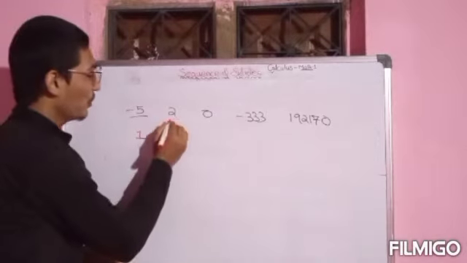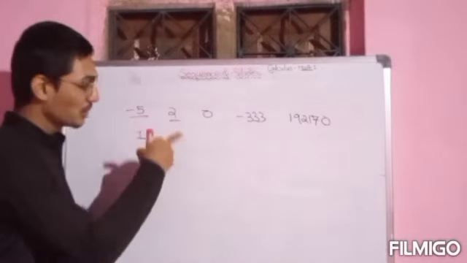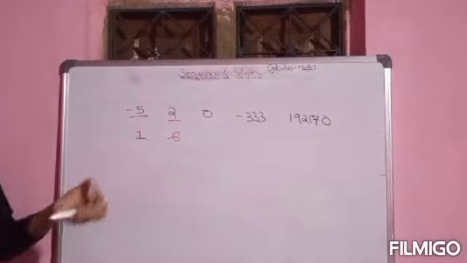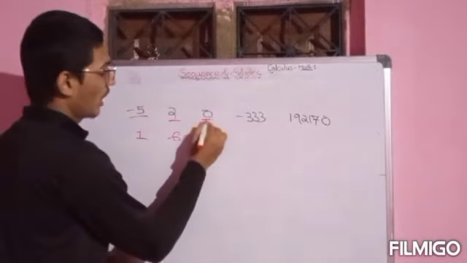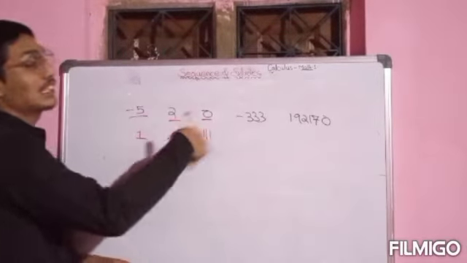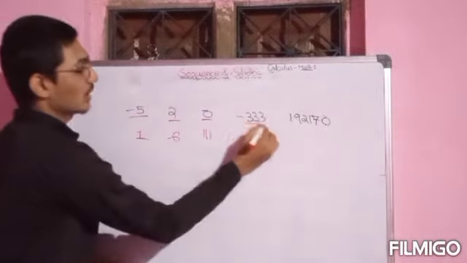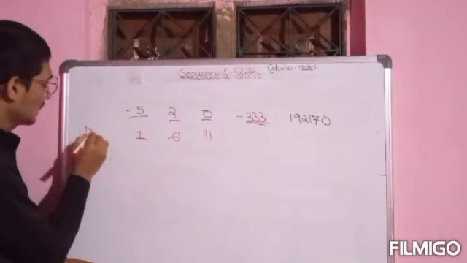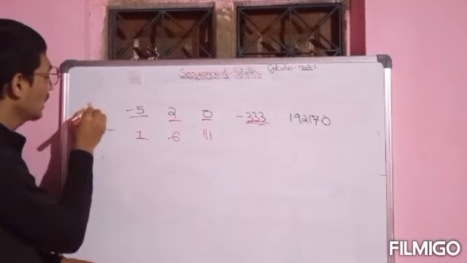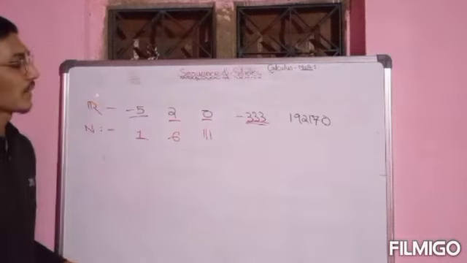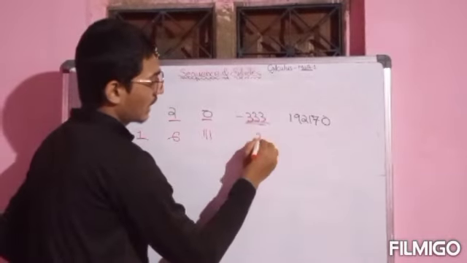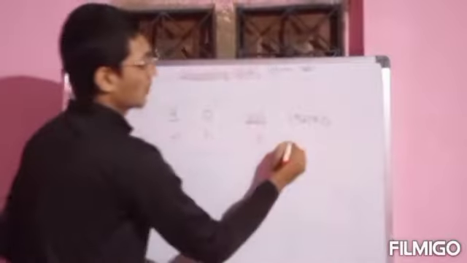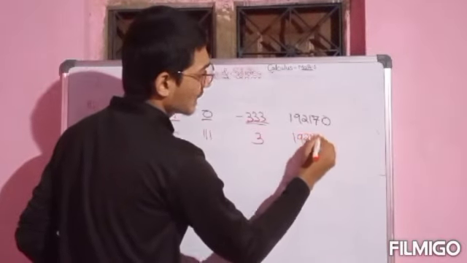For 2, is there any natural number which is greater than 2? Yes, I can write 6. Any number, at least 1 is needed. For 0, I can write 111. 111 is greater than this number. I'm saying natural number. These are natural numbers; these were real numbers. So for -333, I can write 3. 3 is greater than this number. For this, I can write 192171.